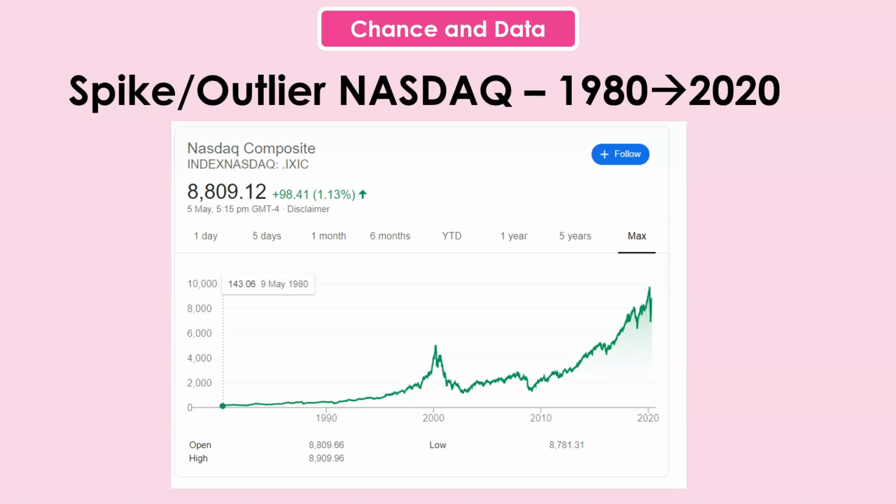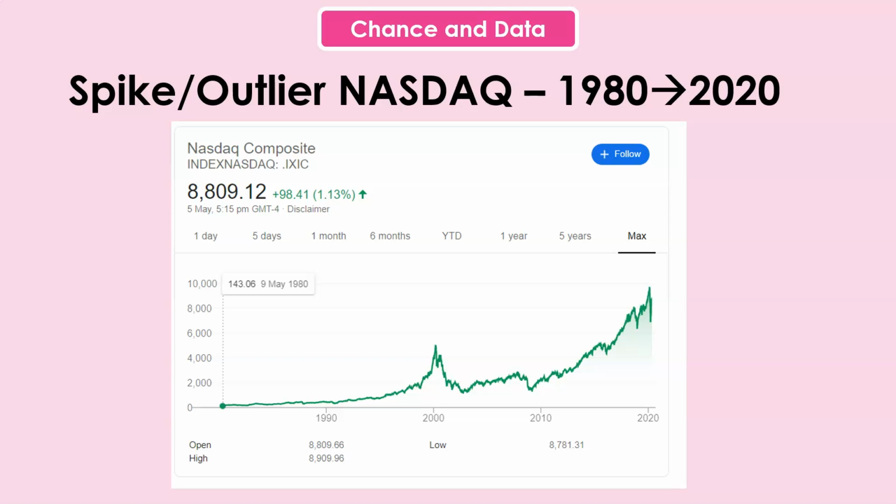So other things that are interesting looking at spikes and outliers. Here's an example of the NASDAQ stock exchange. So just a quick explanation. The NASDAQ is a measure of the prices of technology stocks in America. So things like Apple, Google, websites, Amazon, things like that are measured on the NASDAQ index.